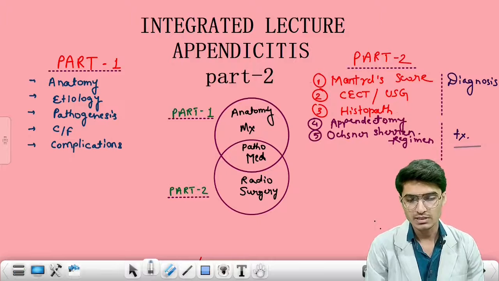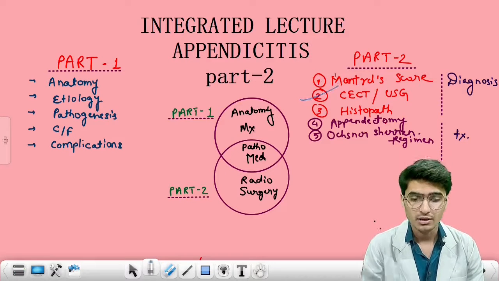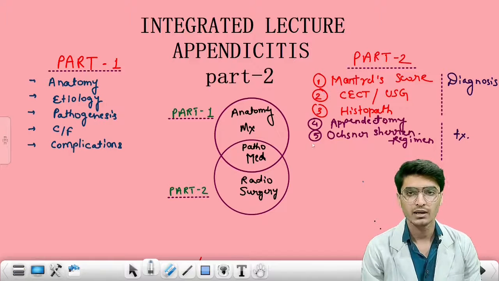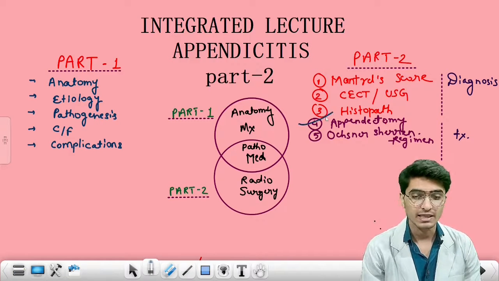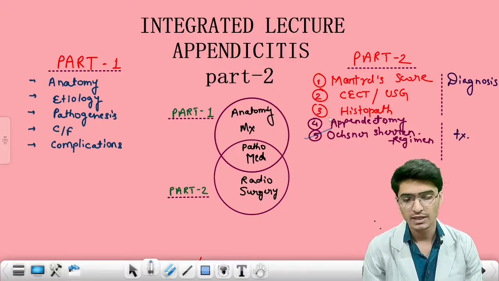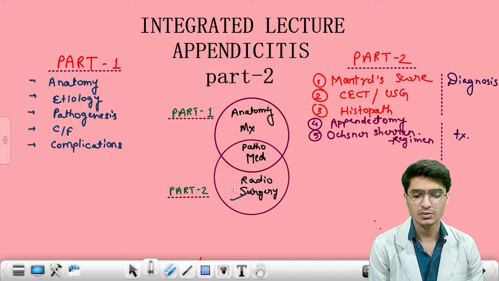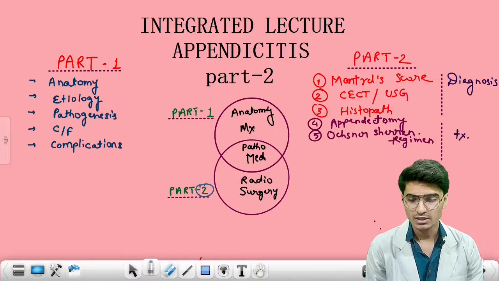Okay, so first is the Mantrels score, followed by the CECT and USG findings, followed by the histopathology and the appendectomy, and the Ochsner Sherren regime for the management of appendicular lump. Today we will cover the pathology, medicine, radiology, and surgery in part 2. Okay, so let's get started.